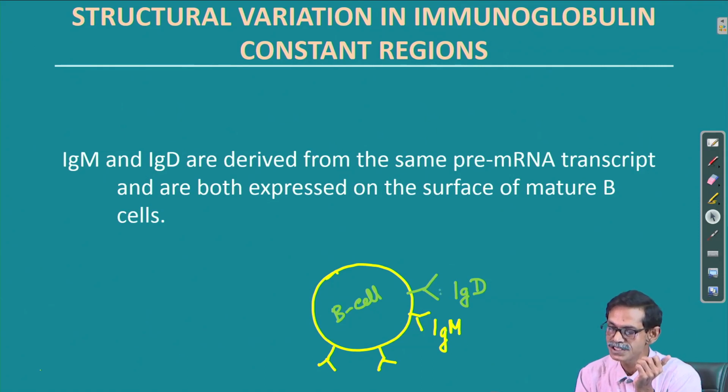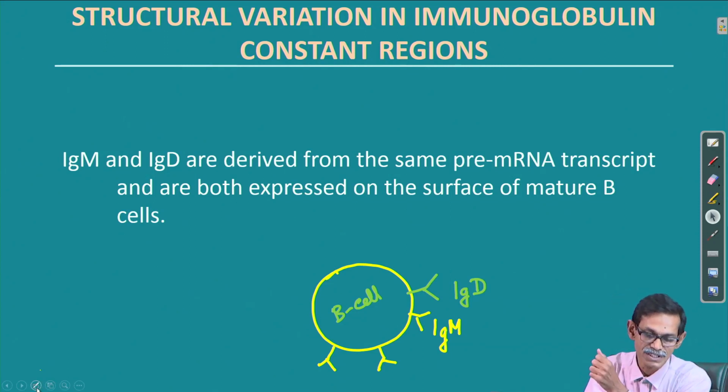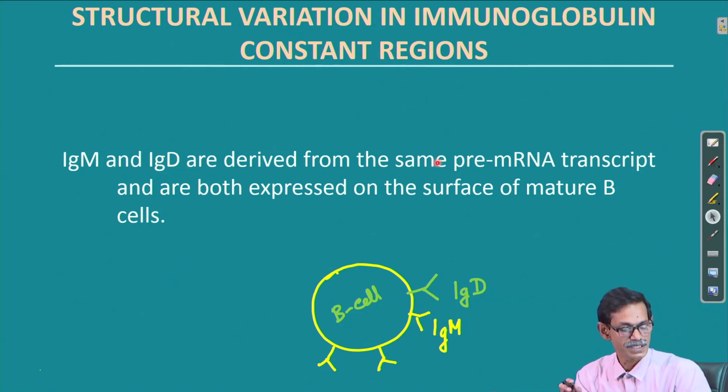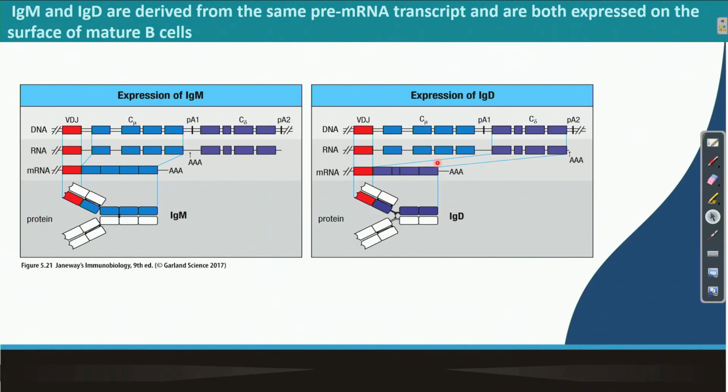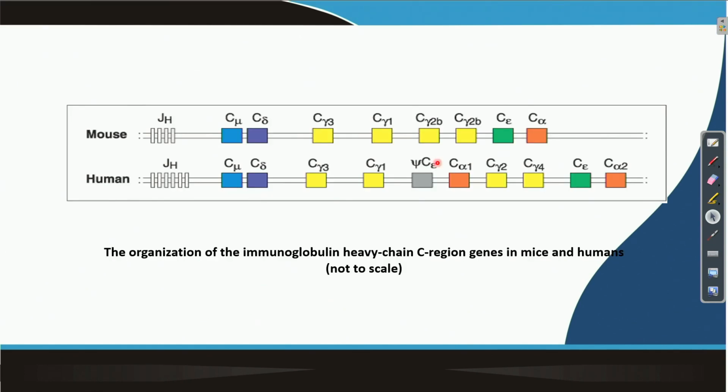So, how do this IgM and IgD always come together? It is saying that IgM and IgD are derived from the same pre-RNA. Now, we will see what is happening, how it is located. So, if you see, this is the structure actually of what is happening, do not be scared, it is very simple. If you see the organization in the genome, you see C mu and C delta are side by side. C mu and C delta both in case of mouse as well as in case of human.